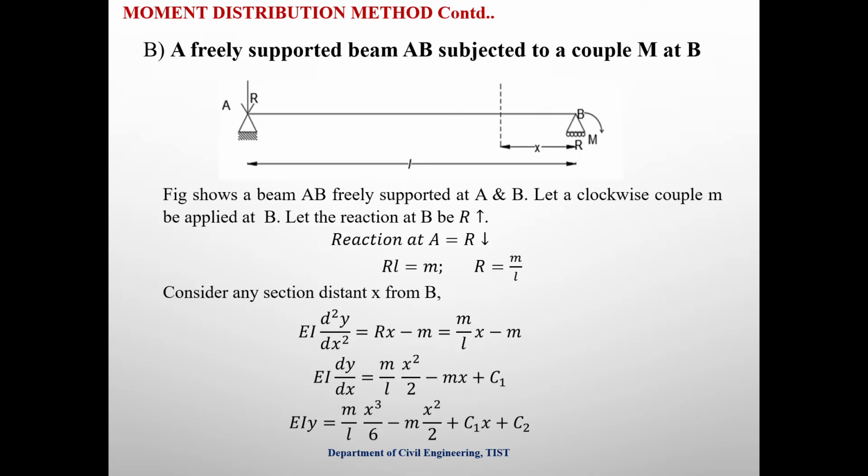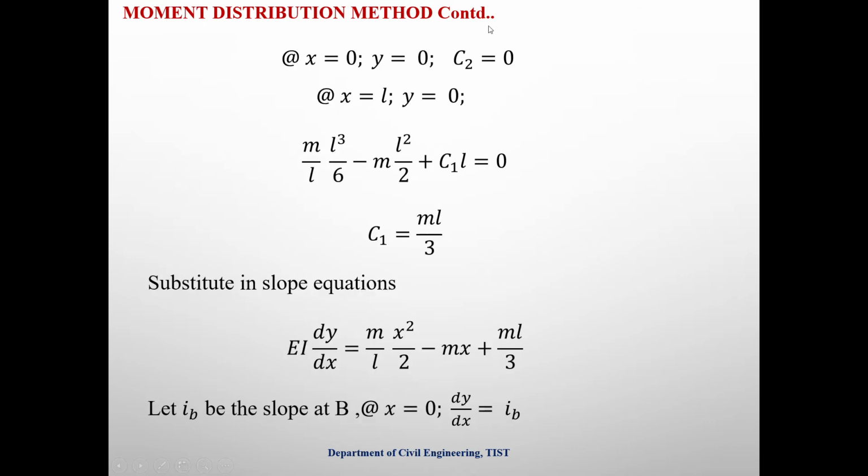At x is equal to 0, that means at the point of B, y is equal to 0. At x is equal to L, y is equal to 0. Considering these boundary conditions, we can calculate the integration constants C1 and C2. Then we will get C1 is equal to ML by 3 and C2 is equal to 0. Substitute these integration constants, then we will get EI dy by dx is equal to M by L into x square by 2 minus Mx plus ML by 3.